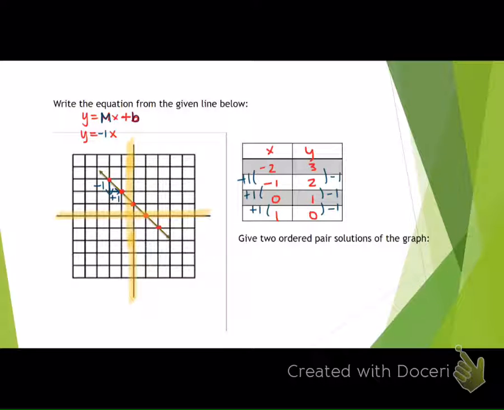How about the b value? Where is it crossing the y-axis? Jennifer, where is it crossing the y-axis at? At 1, so it would be plus 1. Mackenzie, did you make it x plus 1? Completely fine. I actually prefer that. I am just trying to give 2 ordered pair solutions of the graph. So give me an ordered pair solution. Jacob, give me an ordered pair solution. 0, 1. Jacob, give me another one.